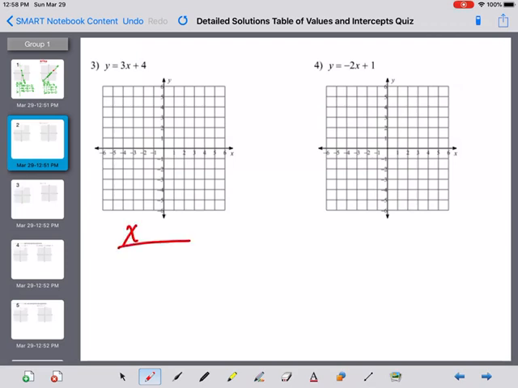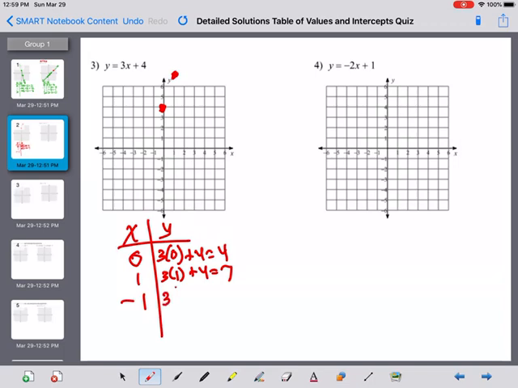Number 2, 3x plus 4. So we have, let's see, 0 would be 3 times 0 is 0, plus 4 is 4. 1, 3 times 1 is 3, plus 4 is 7. Now that goes off the graph paper, so that's okay. But now let's go the opposite direction so that we fill in on the graph paper. So 3 times -1 is -3. -3 plus 4 is 1.